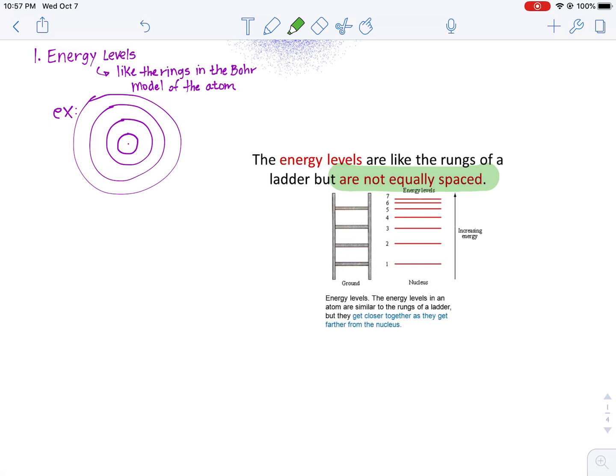So reading the caption again, the energy levels in an atom are similar to the rungs of a ladder, but they get closer together as they get farther from the nucleus. In other words, because the electrons are not attracted to the positive charge of the nucleus, it doesn't require as much energy for them to go to the different energy levels.